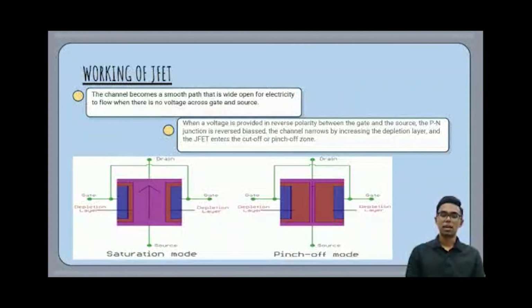Second, the reverse happens when a voltage is applied between gate and source in reverse polarity. That makes the PN junction reverse biased and makes the channel narrow by increasing the depletion layer, and could put the JFET in the cut-off or pinch-off region. In the image below, we can see the saturation mode and pinch-off mode, and we can understand that the depletion layer becomes wider and the current flow becomes less.